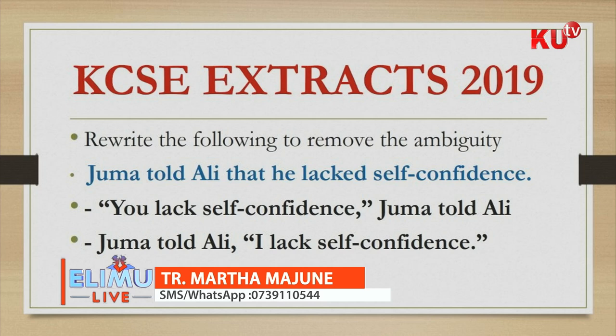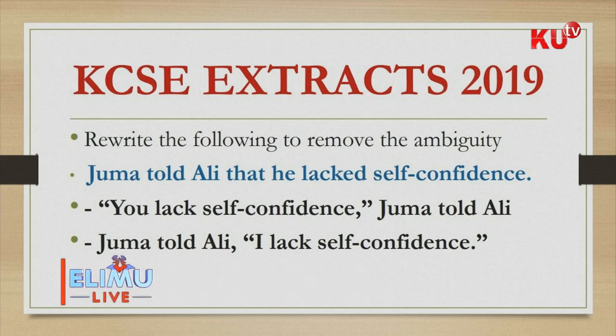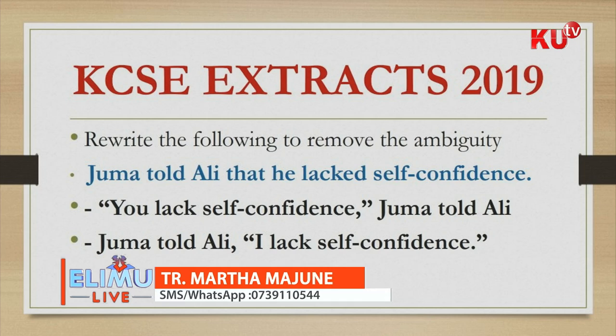So we have two people here. We have Juma and we have Ali. So two people are maybe conversing, but in this case, it is one person who is talking. The sentence is, Juma told Ali that he lacked self-confidence. I want us to rewrite this in direct speech so as to get the two possible meanings of the sentence.